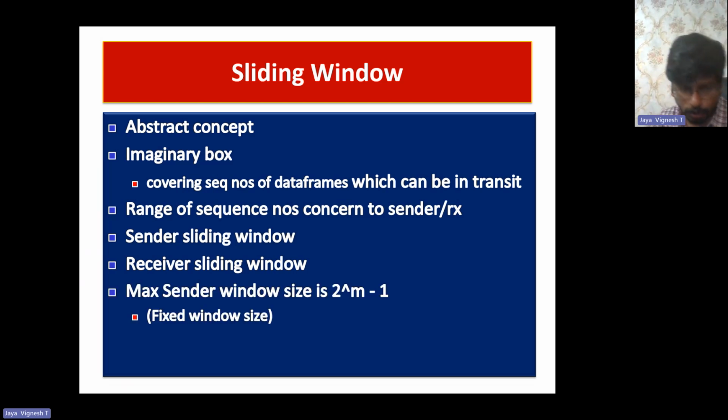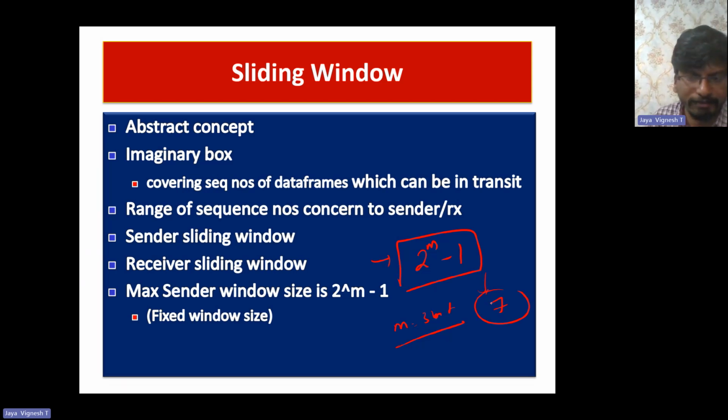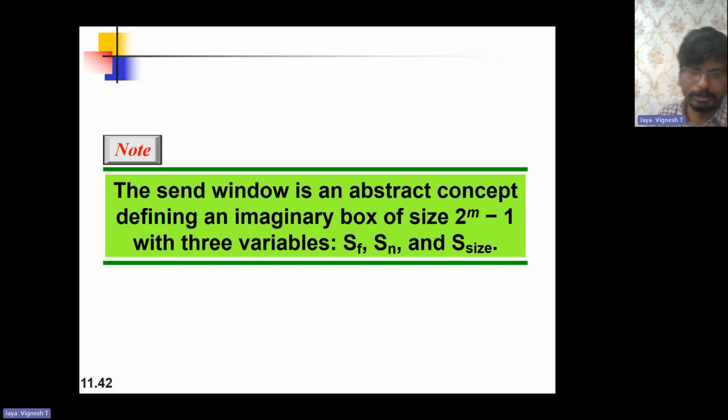So when it comes to Go-Back-N, the size of the sender window is 1 less than 2 to the power m, and this is a fixed window size. If I'm using a 3-bit sequence number, then my sender window size is 7, which means I can accommodate 7 frames. 7 data units from the network layer, 7 packets, make frames out of them and transmit 7 frames without stopping and worrying for the acknowledgement. That's the max.